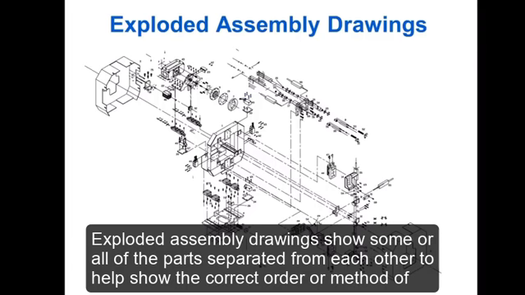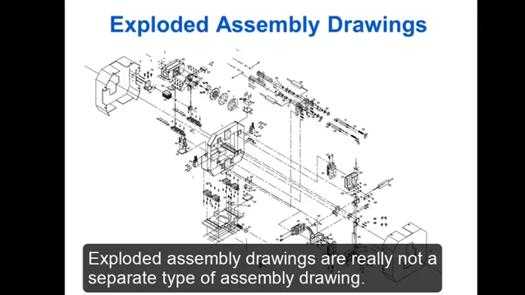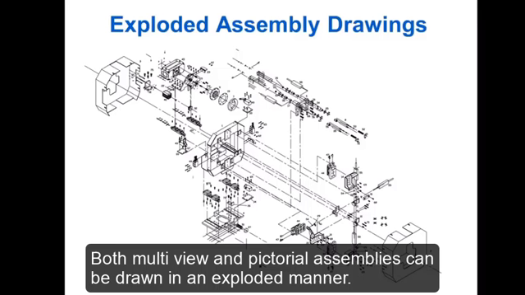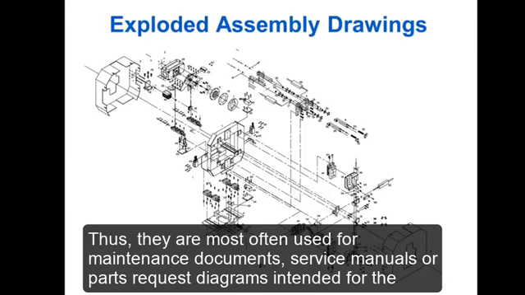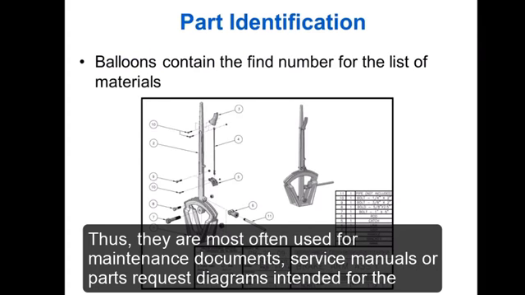Exploded assembly drawings show some or all of the parts separated from each other to help show the correct order or method of assembly. Exploded assembly drawings are really not a separate type of assembly drawing. Both multi-view and pictorial assemblies can be drawn in an exploded manner. Exploded assemblies are easy to read and understand when analyzing a mechanism or product. Thus, they are most often used for maintenance documents, service manuals, or parts request diagrams intended for the general public.